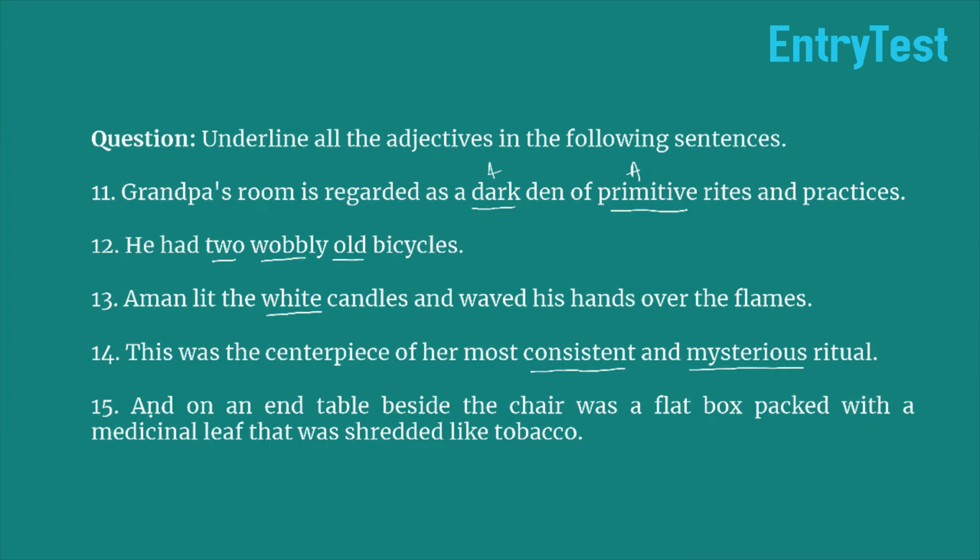Next, and on an end table beside the chair was a flat box. So box is flat. This is an adjective. Packed with a medicinal leaf. Okay, so leaf is medicinal. That's also an adjective. That was shredded like tobacco. Okay friends, so I hope this is clear.